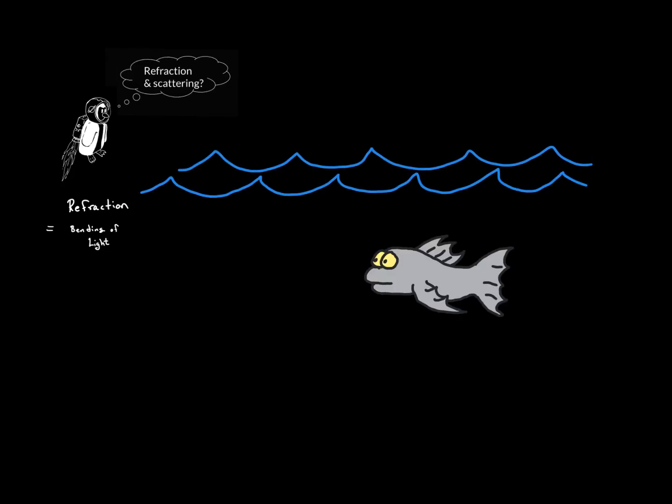When you look at the fish, it appears closer to the surface than it actually is. This is because the light shining off the fish reaches the surface and then bends, or refracts. Tracing the light ray back, you see where the fish appears to be, even though it is actually deeper in the water. So why does refraction occur?